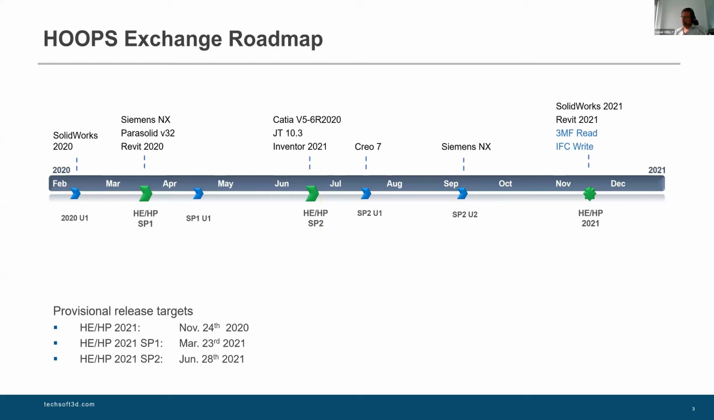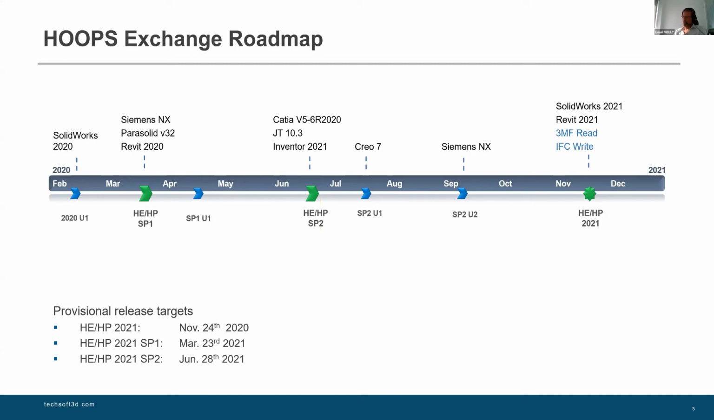So one point I would make here is that in the past we were mostly releasing format updates in our major release and in our service packs. Something new is that now we are starting, and this is what you can see here with Creo 7 in our update 1 and Siemens NX in our update 2.